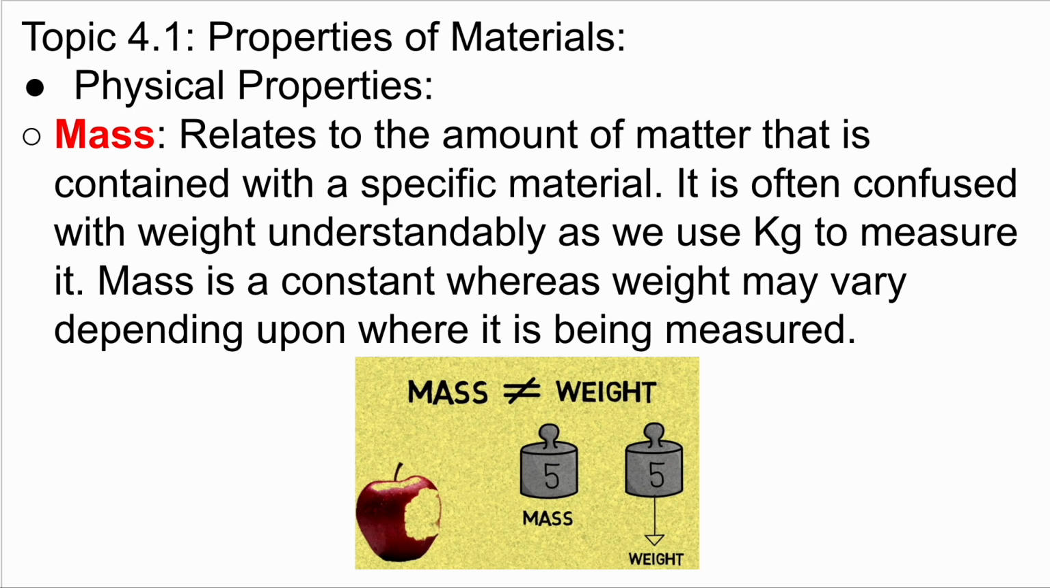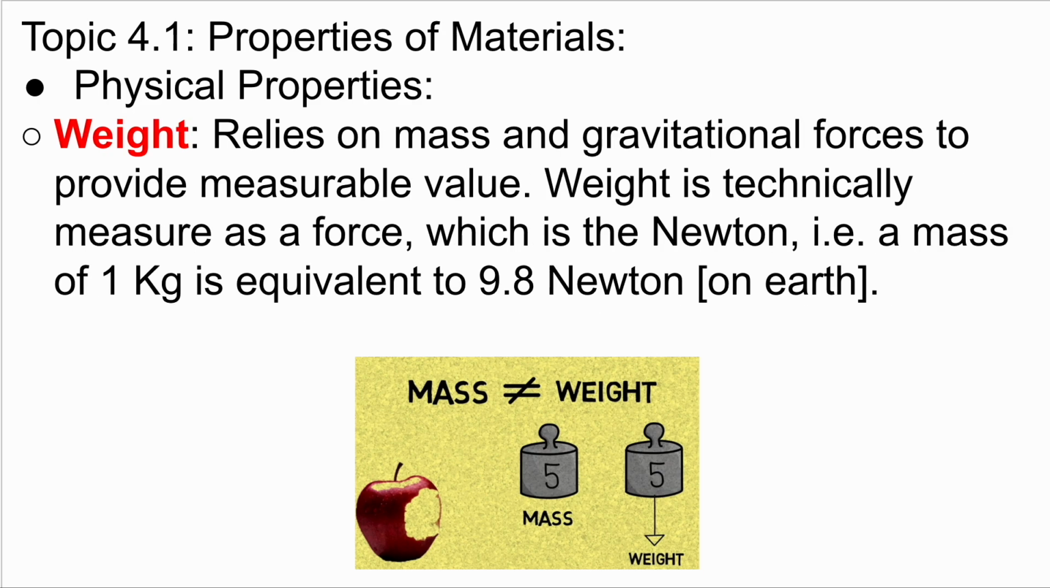So you guys taking science in high school would know that a 5 kilogram mass on Earth is the same as a 5 kilogram mass on the moon, but the weight would be different because the weight is how much gravity is pulling down on that mass. So the weight of something on Earth will be more than the weight of something on the moon. Weight relies on mass and gravitational forces to provide a measurable value.